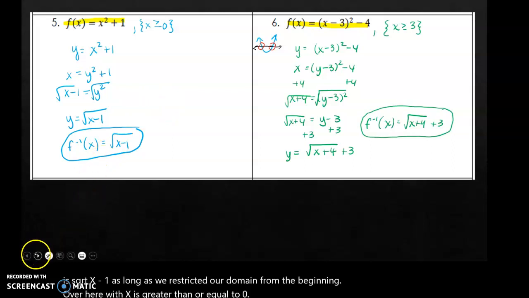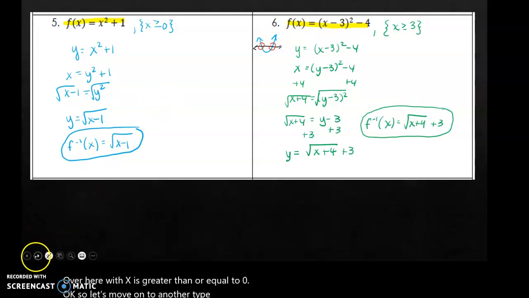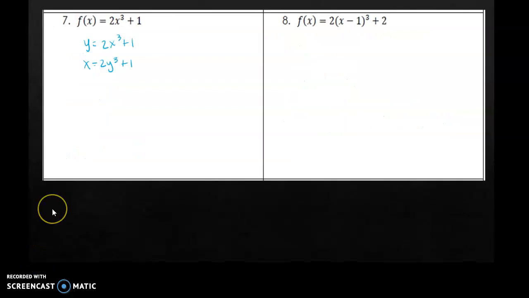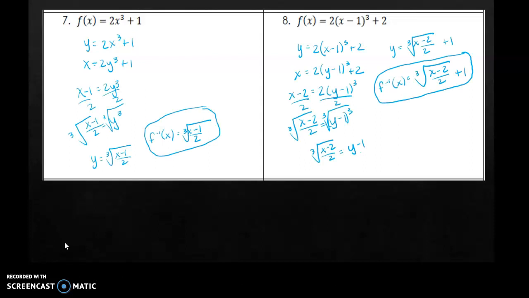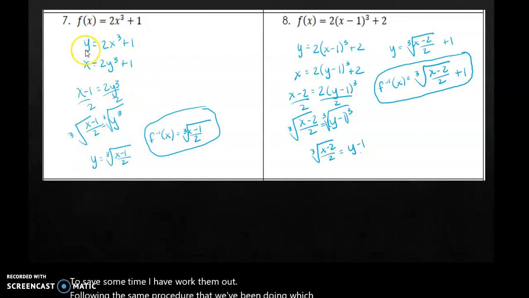Okay, so let's move on to another type of example. These are both cubic functions, and cubic functions are one-to-one. They are not an even degreed function, so we can find the inverse without having to restrict the domain. So just to save some time, I have worked them out following the same procedure that we've been doing, which is to replace the f of x with a y, swap the x and y, and then resolve.